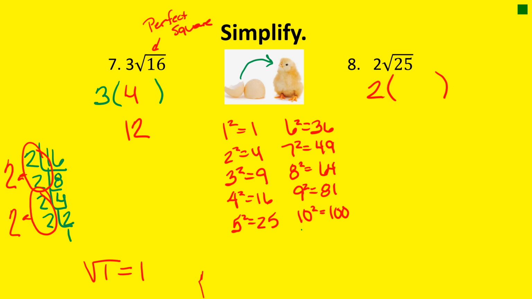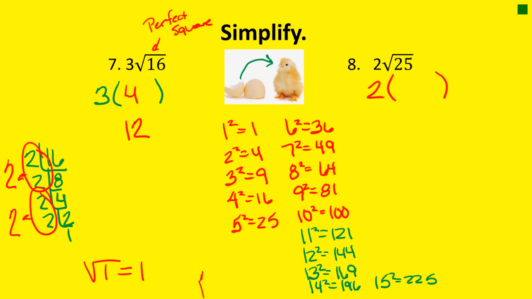Then this makes your life easier if you know 11 squared is 121. 12 squared is 144. 13 squared is 169. 14 squared is 196. 15 squared is 225. If you know your first 15 perfect squares, that's really going to help you.